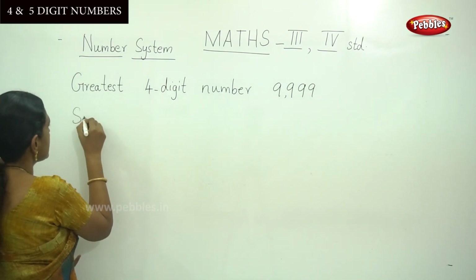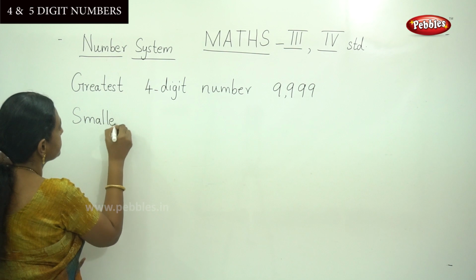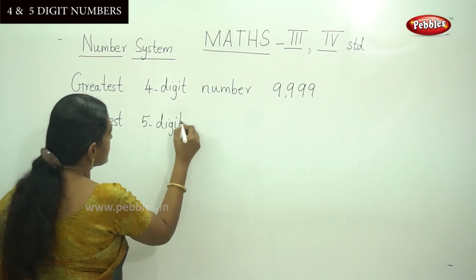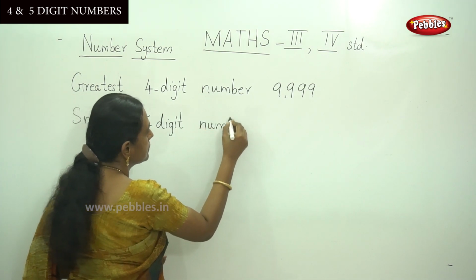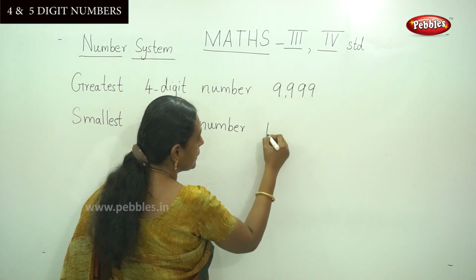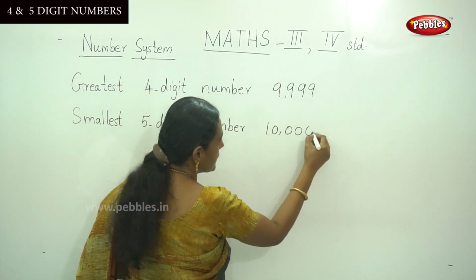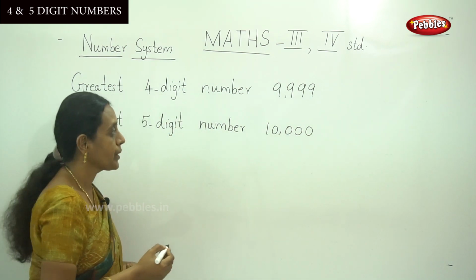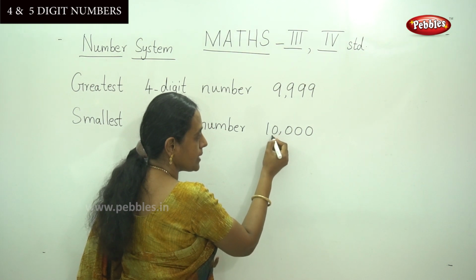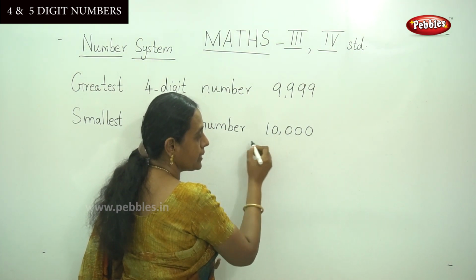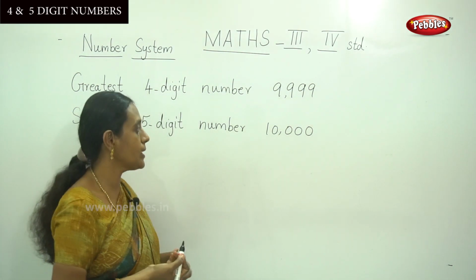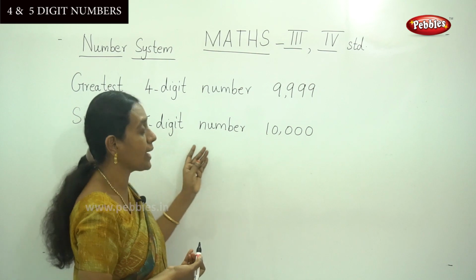So the smallest 5-digit number is, you add 1 to this number, you get 10,000. Ones, tens, hundreds, comma, 1,000, 10,000. How do you read this number, children? This is 10,000. Do you understand this? The smallest 5-digit number.